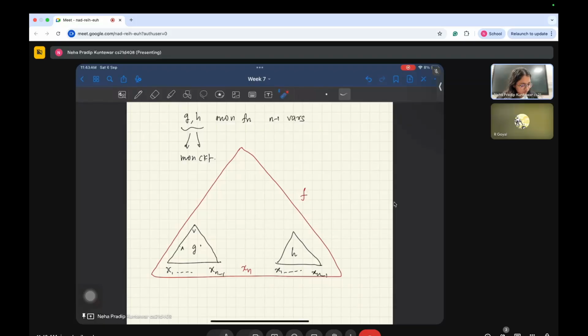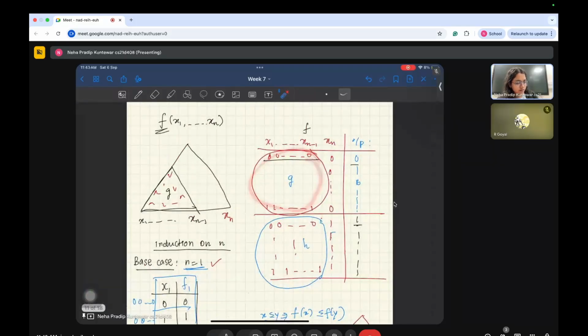So now the problem that we have is that we have two monotone functions g and h that are computing these values. In plain English, whenever xn is 0, we want it to give the same output that g is computing, and whenever xn is 1, we want it to compute the same output that h is computing.